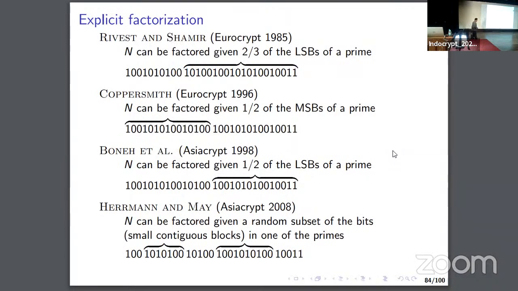And Herrmann and May in Eurocrypt 2008, instead of considering only one known block, consider a few known blocks. So suppose this is known like that. They studied this problem, and they proved that asymptotically, if you know 70% of the prime, then you can find the remaining blocks, but the time complexity will be exponential in the number of unknown blocks.